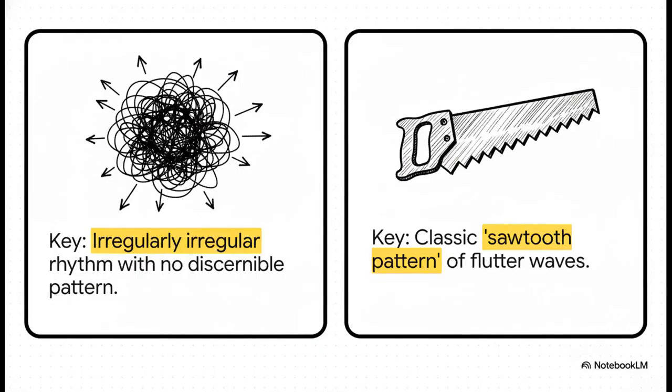Okay, let's kick things off with two of the most common ones you'll see. Atrial fibrillation is just pure chaos. It's famous for being irregularly irregular. There's no pattern to it at all. Atrial flutter, on the other hand, is a little more organized. Its signature look is that classic sawtooth pattern. Let's see them side by side.